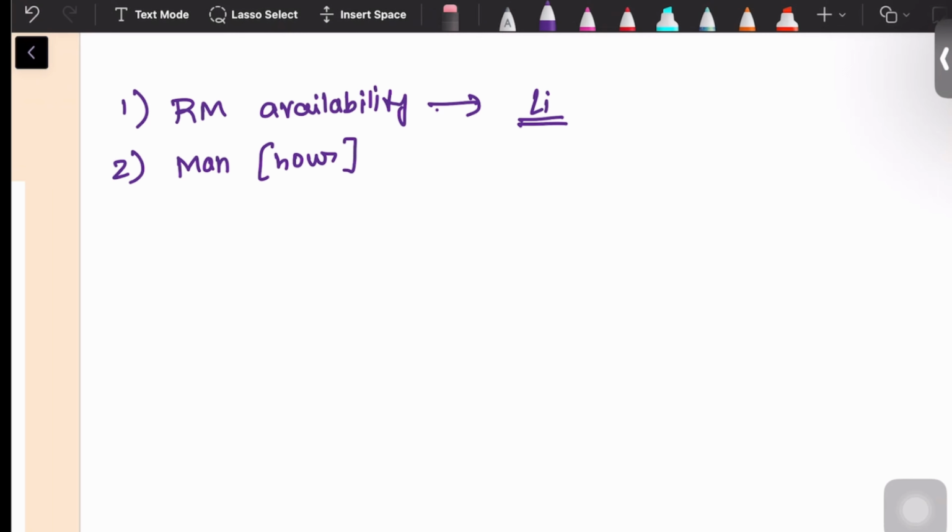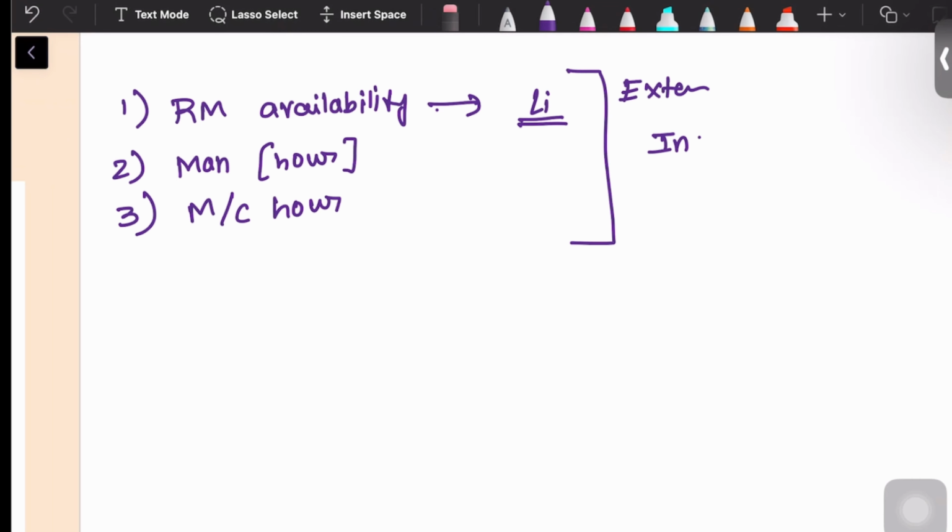I have a big factory, a lot of machines are there, but I do not have skilled man who can run those machines. So this is the second type. Third, machine hour means I have a small factory. I have a lot of skilled manpower. I have raw material. Even though I run my factory for 24 hours, my machines are limited. So in this case, machine hour becomes a limiting factor. So all these are internal. Okay, raw material availability is also external, but machine hour and man hour are internal.